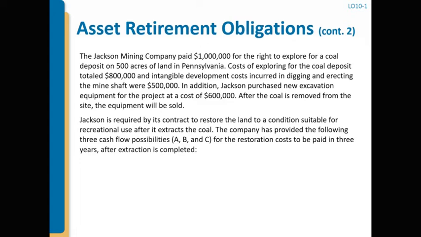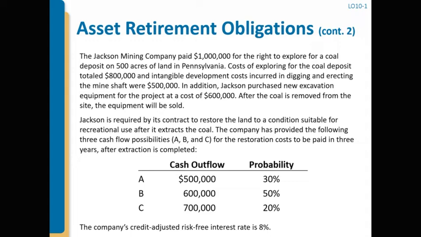Now think about this example, which we have also discussed in class. The company paid 1 million for 500 acres of land. The cost of exploring for the coal deposit totaled 800,000, and intangible development, that is the mine shaft, 500,000. Jackson purchased new excavation equipment for 600,000. After the coal is removed from the site, the equipment will be sold.